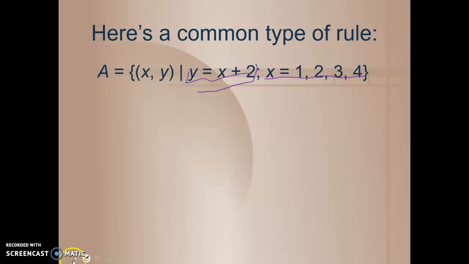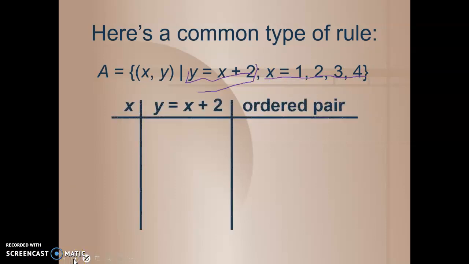So 4 possible domains. So we're going to create a chart or a table, whatever you would like to call it. I call it a T-chart because it looks like a T. But on the left, we've got our x. In the middle, we've got our equation, y equals x plus 2. And what we're going to do is plug in these different x values that we've been given, plug them into the function rule, and what we'll get is a y value to create an ordered pair.